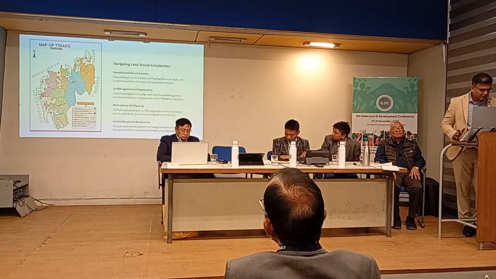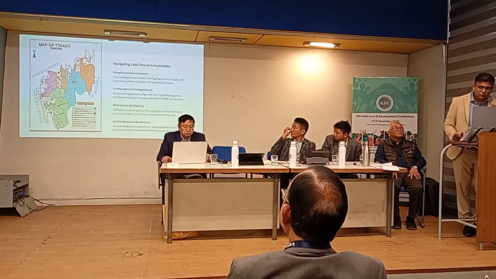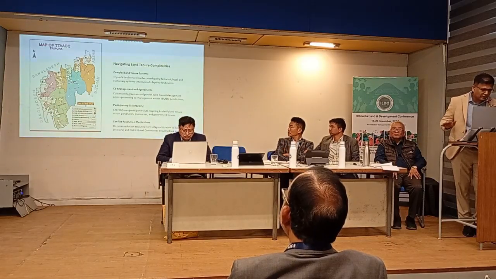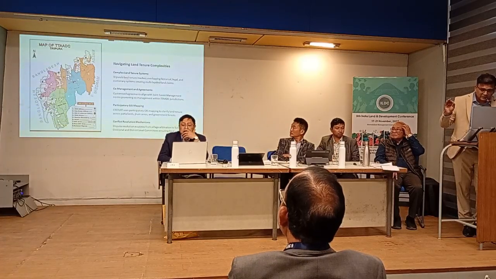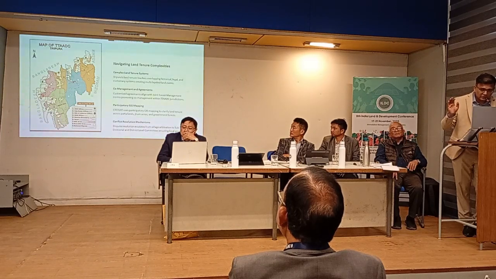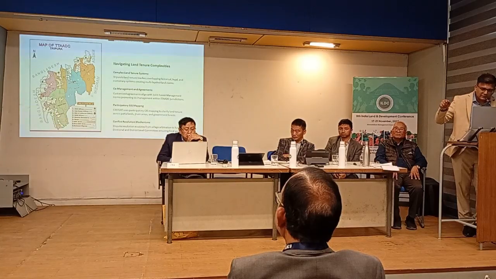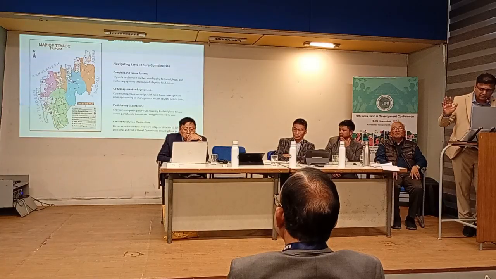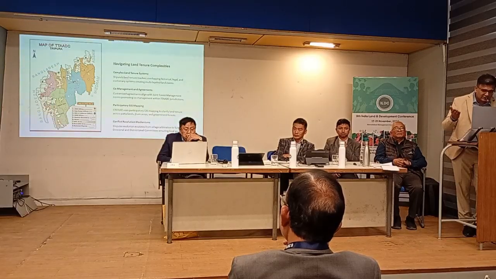Under the first component, landscape planning, we have right now 129 villages. The planning starts from the Village Development Planning and Implementation Committee, VDPIC in short. This VDPIC is co-terminus with the Village Council of the TTADC, that is the Tripura Tribal Areas Autonomous District Council. That village committee is co-terminus with our planning implementation committee.